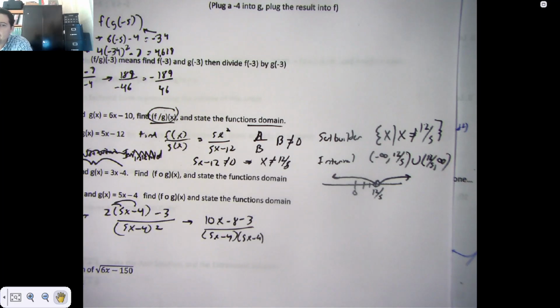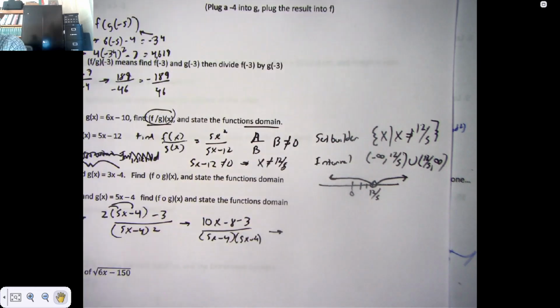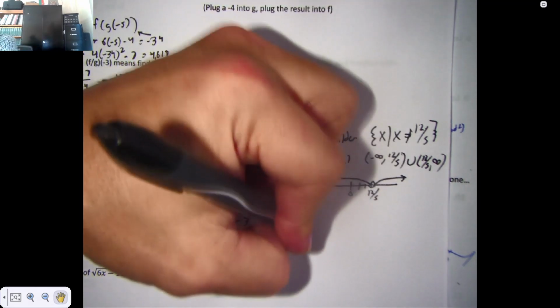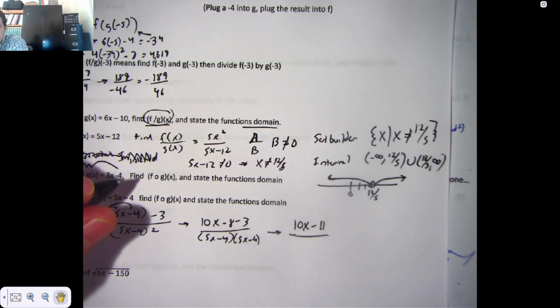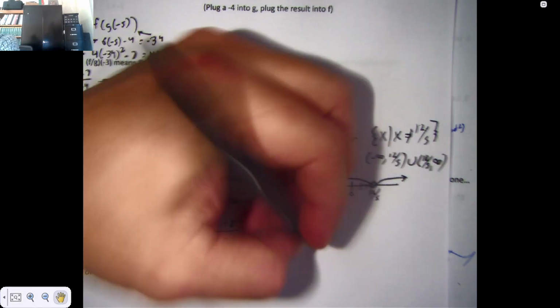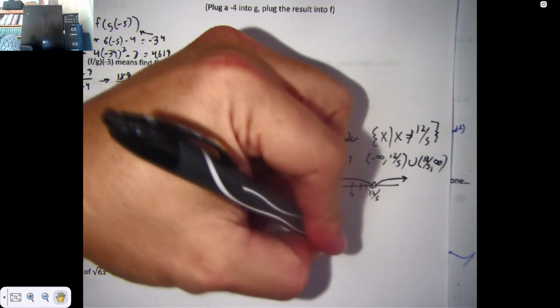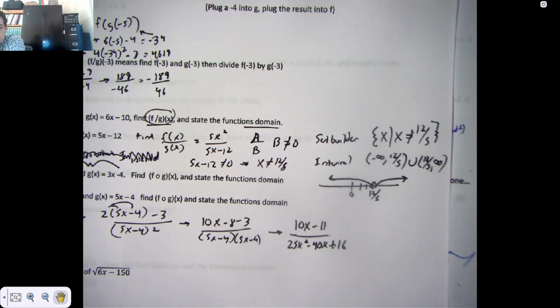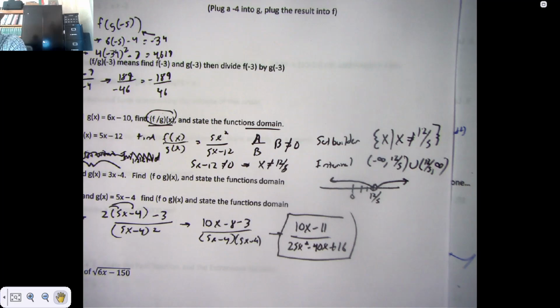Foiling is something that if you don't get, shame on you. You need to hurry up and get it. You need to go ahead and get on YouTube, whatever it takes, figure out how to FOIL. You use that in biology when you do the dihybrid squares. If we FOIL this out, we'll have 25x squared, I believe, minus 40x, and then plus 16. So there is f composed of g of x, assuming I didn't make any mistakes.